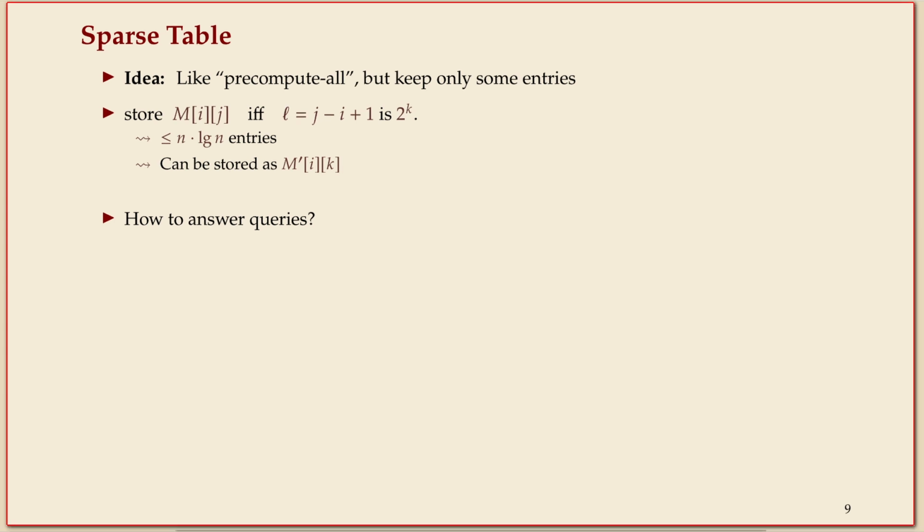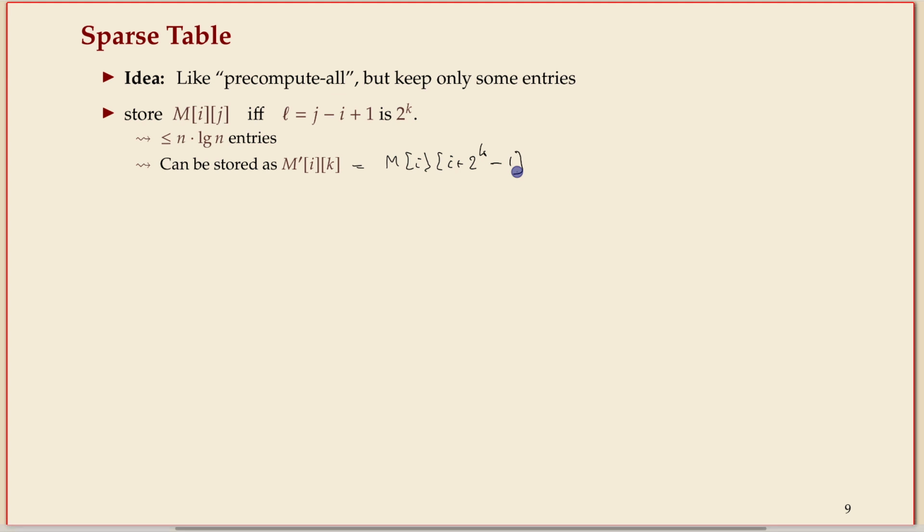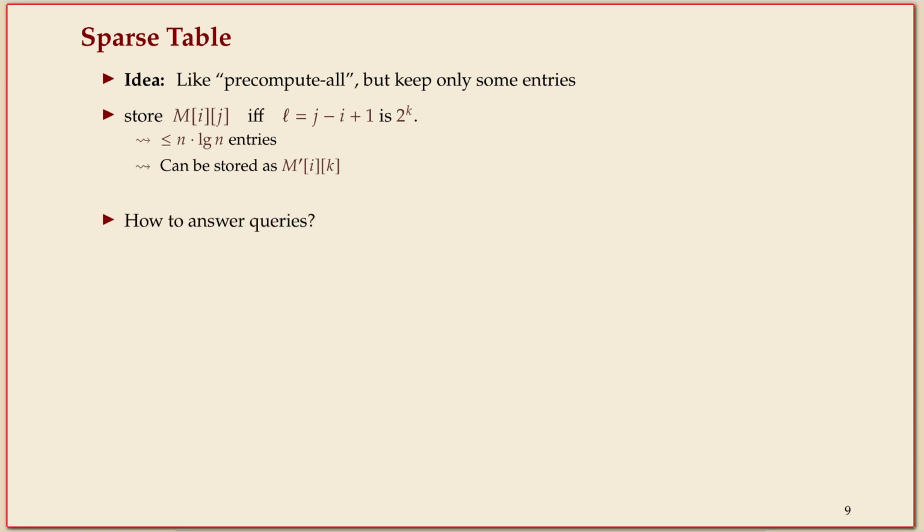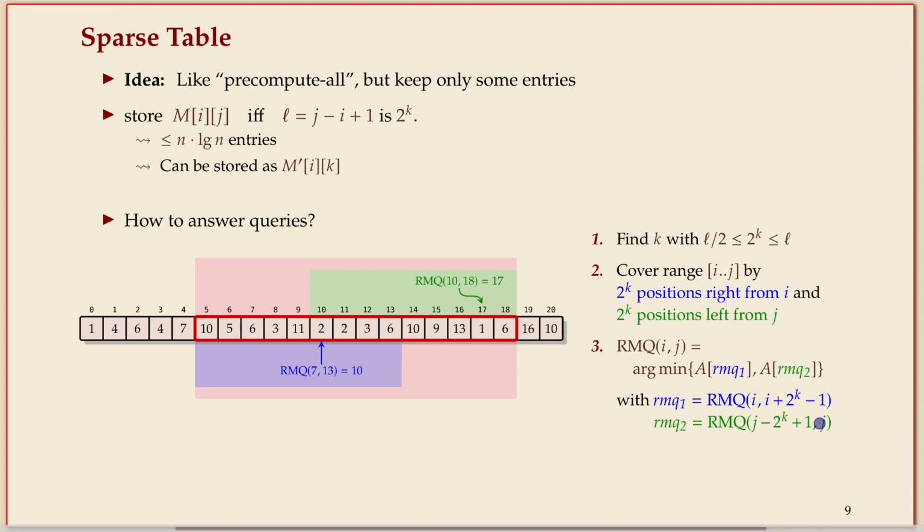I guess I should fix this mistake here. There's a -1 because we count endpoints inclusive, right? That's corrected here. The blue range is very easy. You just start from i and add a power of 2. The green range, you have to start with j and subtract. So you get this left and right aligned.